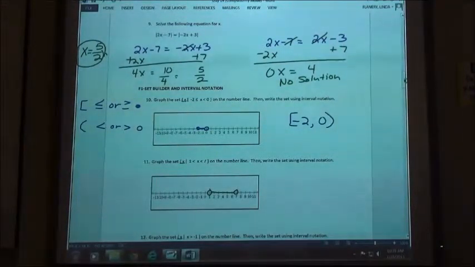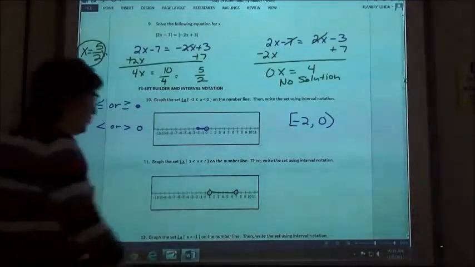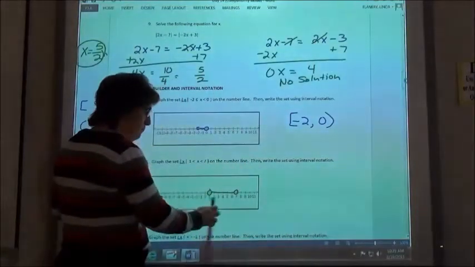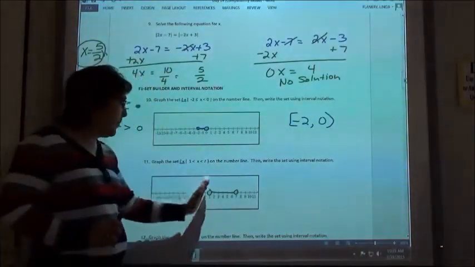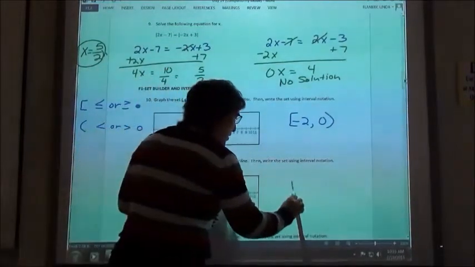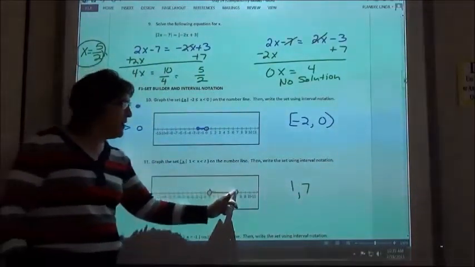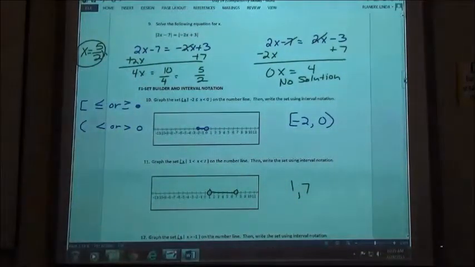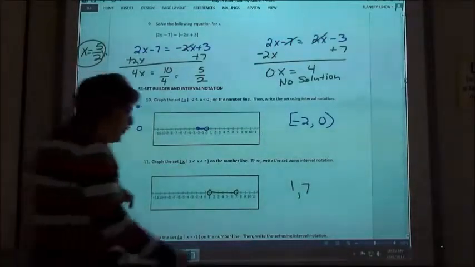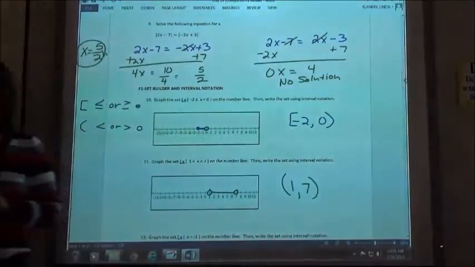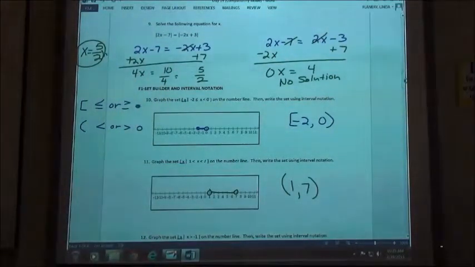So my interval went from what to what? The starting number was at 1, and it went to 7. So my interval went from 1 to 7. Now what kind of end marks do I have to have? On the 1 I'm going to have a parenthesis, and on the 7 a parenthesis, because I'm not equal to either of those two ends. Okay? Now those are the cases where x is between your two numbers, but sometimes we just have a greater than or a less than.